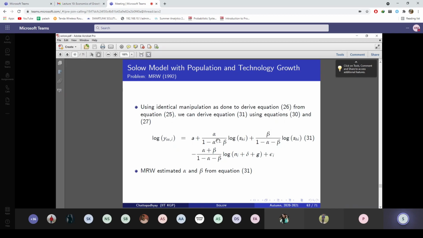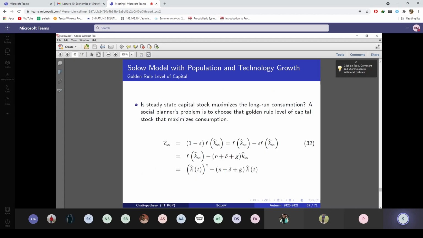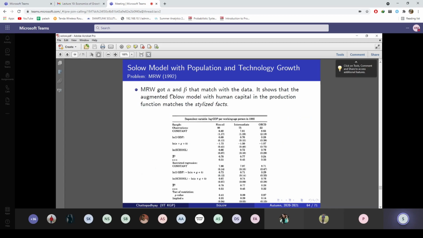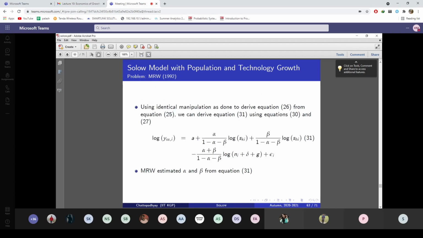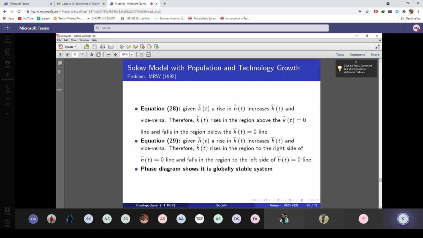Their objective is to find out the value of alpha and beta. That means what is the capital share in national income, what is the human capital share in national income, and they actually got, after estimation, that alpha and beta are very close to 1/3. So the implied value of alpha, you see, is 0.3. Okay. So this data part, this estimation part, obviously it is not in the syllabus because you have not done econometrics before, but this model is in the syllabus.